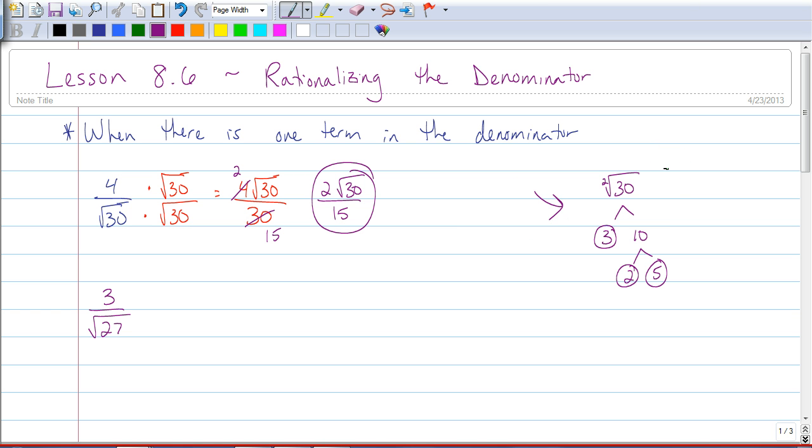It couldn't, so that 30, like I said, is untouchable. We can't do anything with it. But sometimes what's under the radical can be simplified. Let's look at the next one.